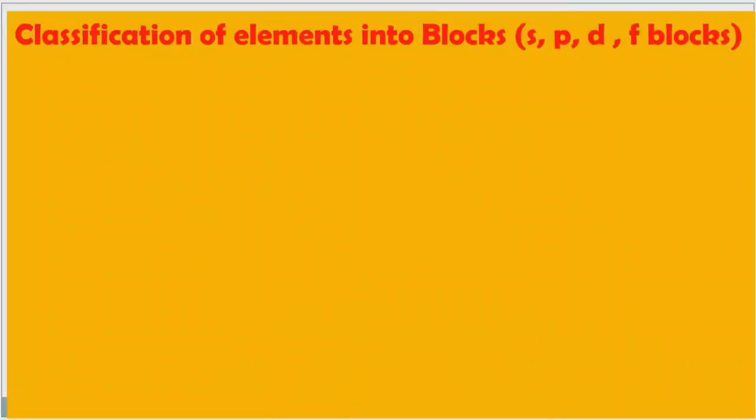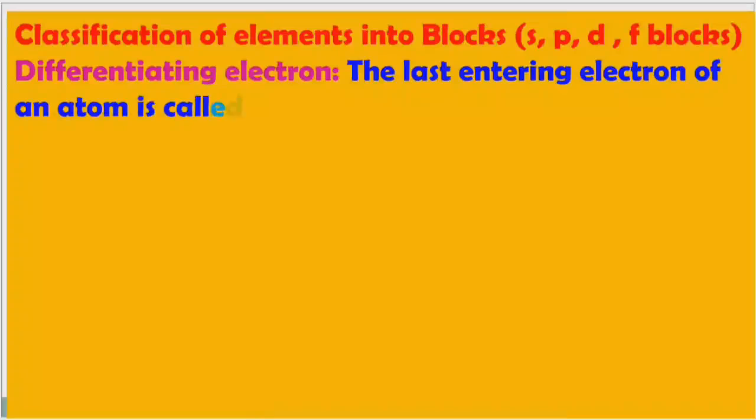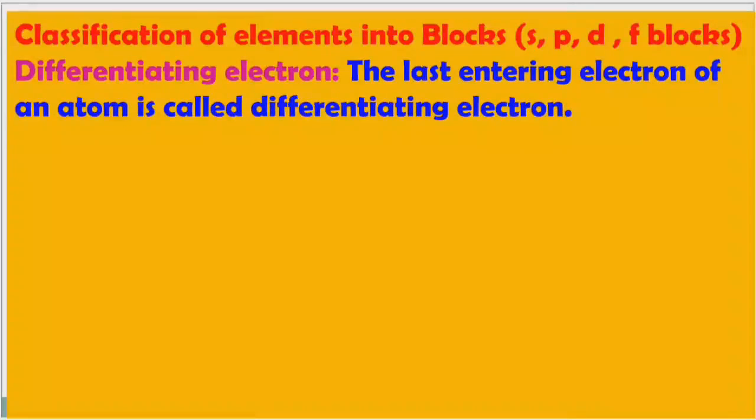Before discussing classification of elements into blocks, we will discuss what a differentiating electron is. The last entering electron of an atom is called the differentiating electron. For example, sodium has atomic number 11, so the 11th electron is the last entering electron. Zinc has atomic number 30, so the 30th electron is the last entering electron.